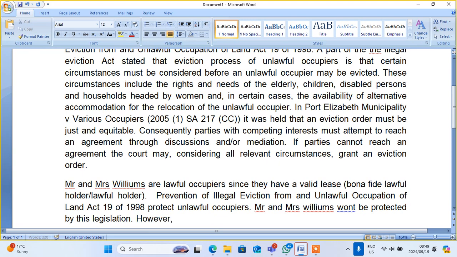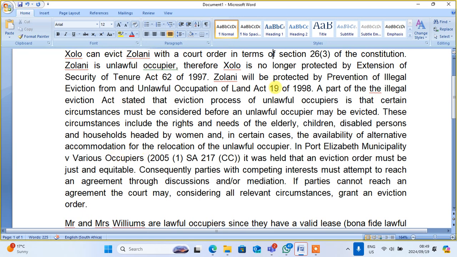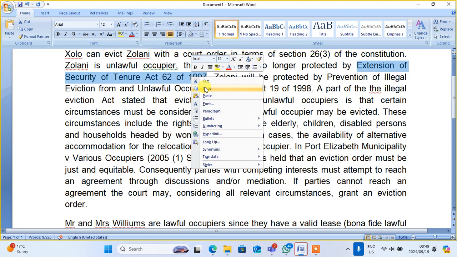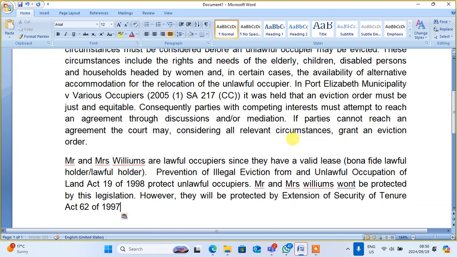However, they will be protected by, remember here on the side, we said when you are a lawful one, we use the Extension of Security of Tenure Act, which protects the lawful tenant. Therefore, they will be protected by this one, which we'll just copy here and paste. I'm giving you these questions because many people failed to understand this type of question.